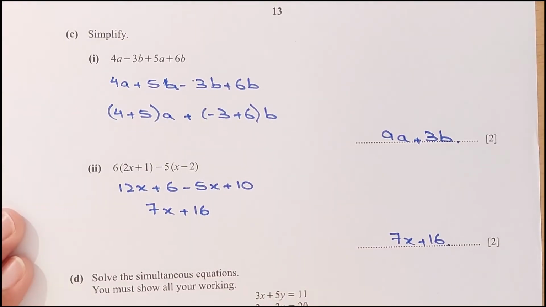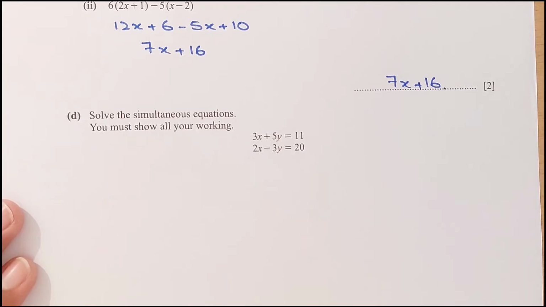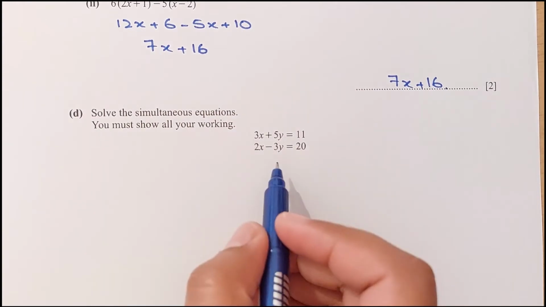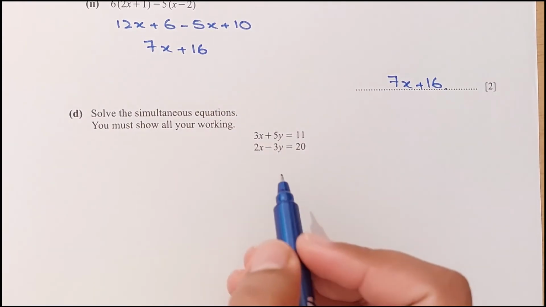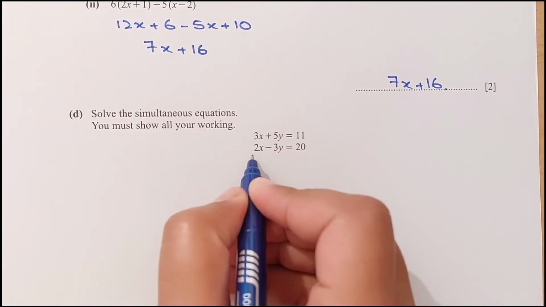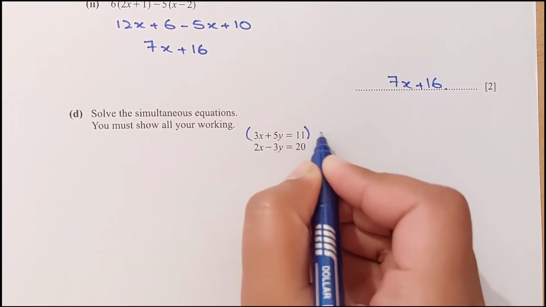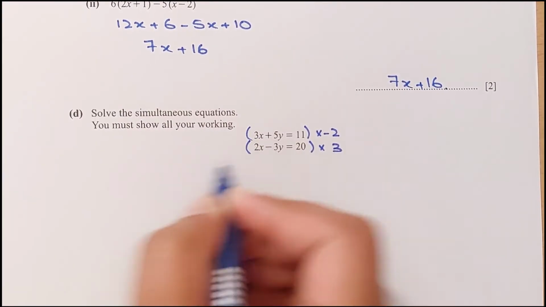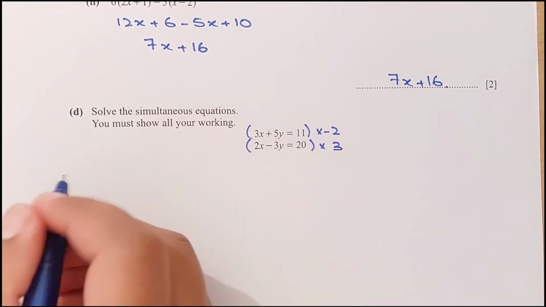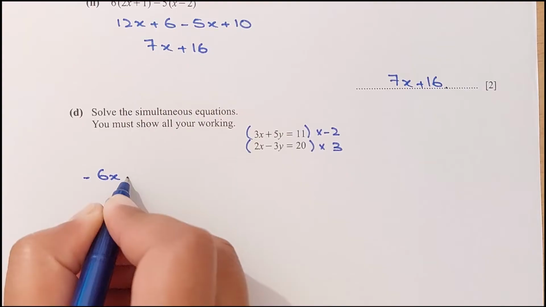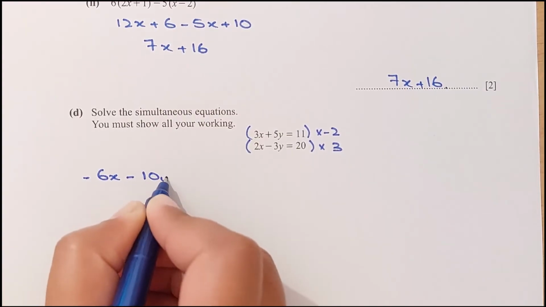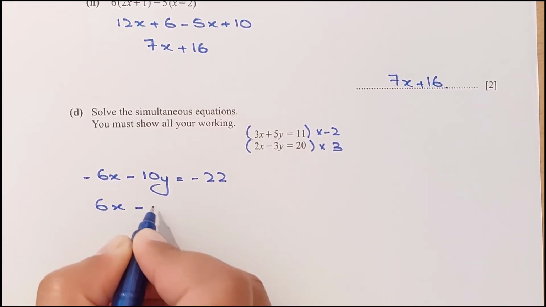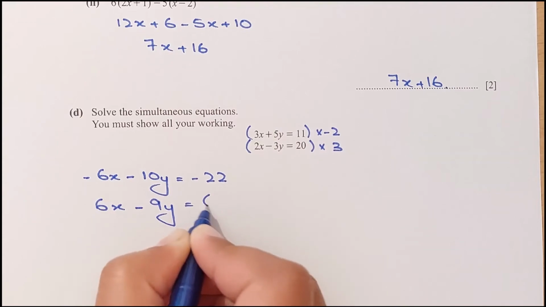Now for part D, solve the simultaneous equations. You must show all your working. Let me apply the elimination method. Multiply the first equation by minus 2 and the second equation by 3, so I can eliminate x first. Minus 2 times 3 is minus 6x, minus 2 times 5 is minus 10y, and minus 22. 2 times 3 is 6x, minus 3 times 3 is minus 9y, and 3 times 20 is 60.